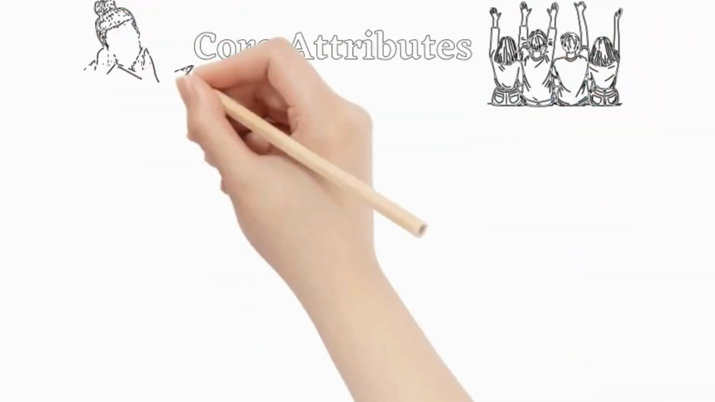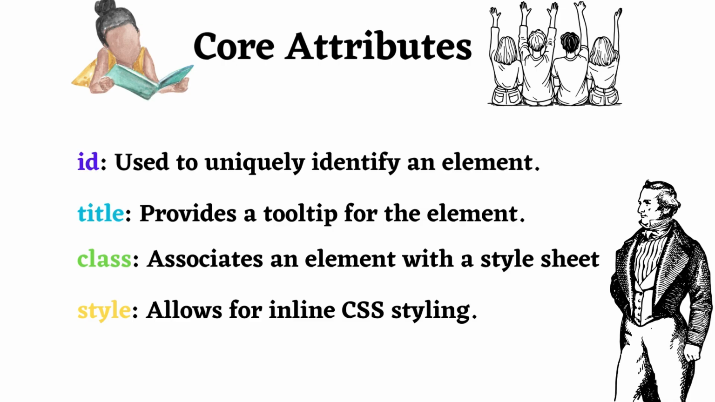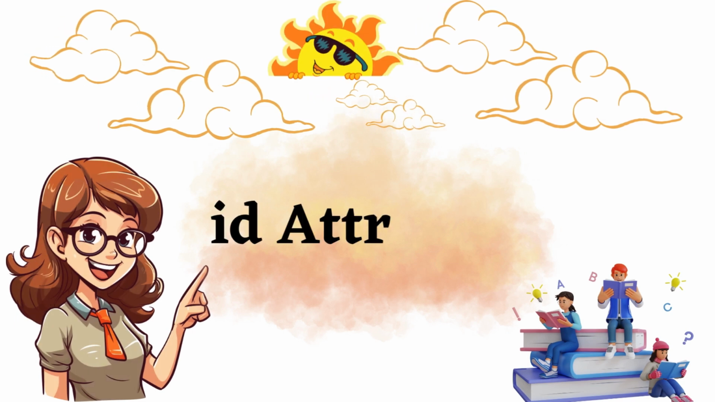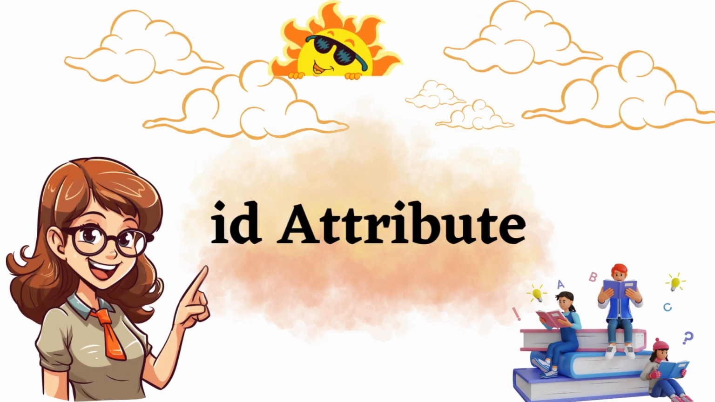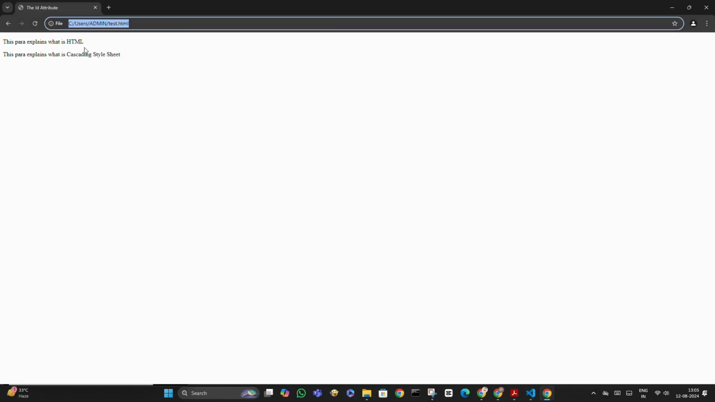There are 4 core attributes that can be used on most HTML elements: ID, title, class, and style. Let's start with the ID attribute. This attribute is crucial because it allows you to uniquely identify any element within a web page. Imagine you have 2 paragraphs, but you want to differentiate them for styling or scripting purposes. That's where the ID attribute comes in handy. Here we've given each paragraph a unique ID so that they can be individually styled or targeted by scripts.